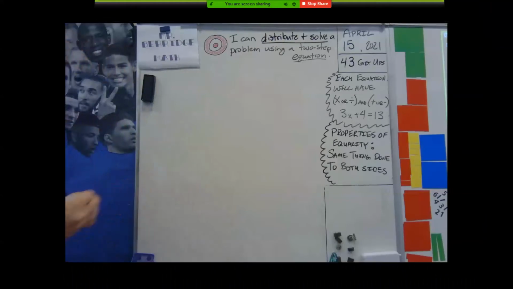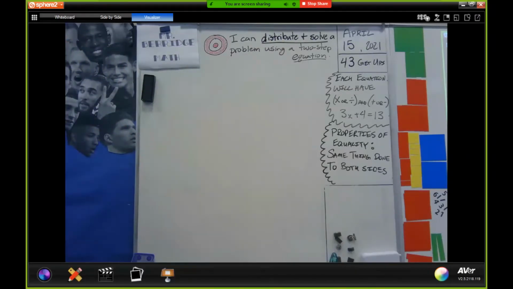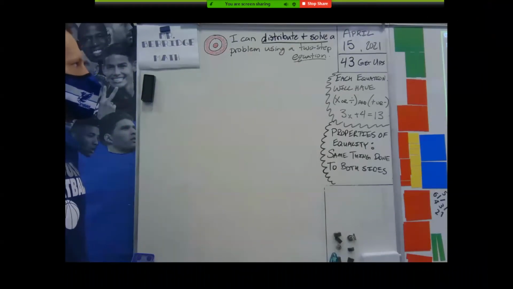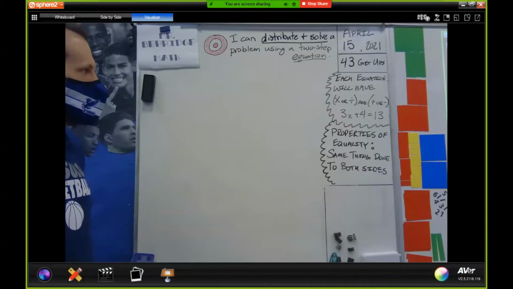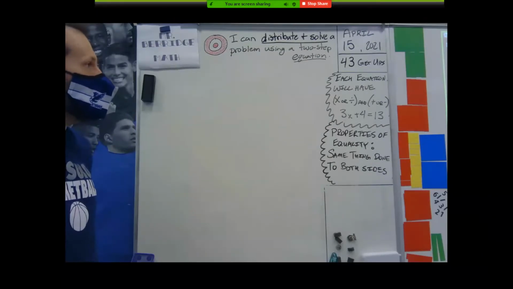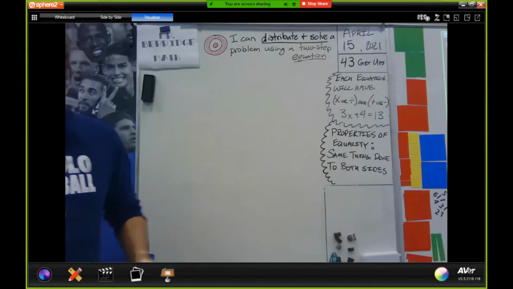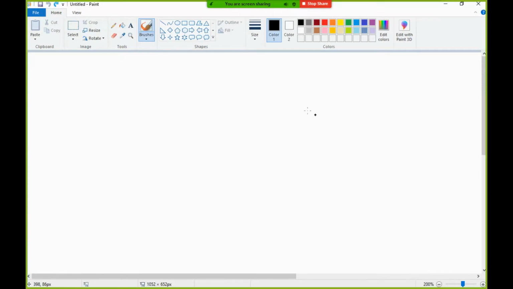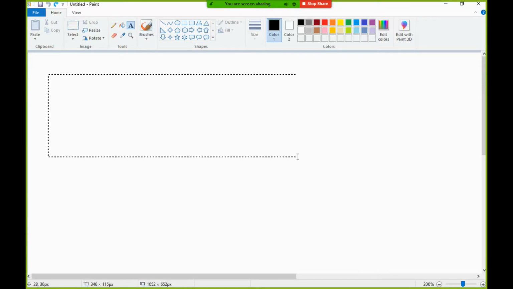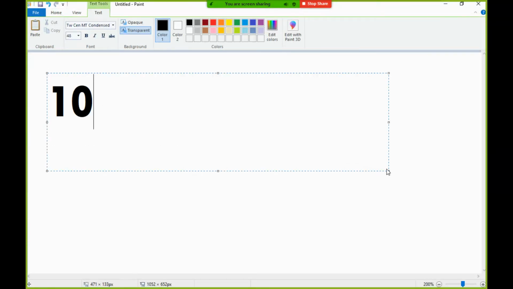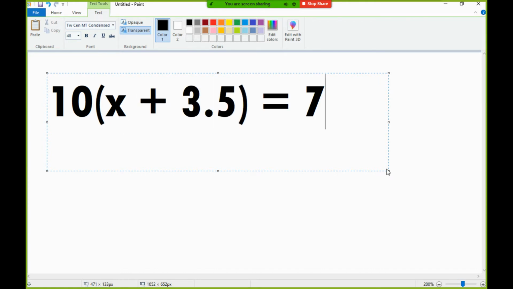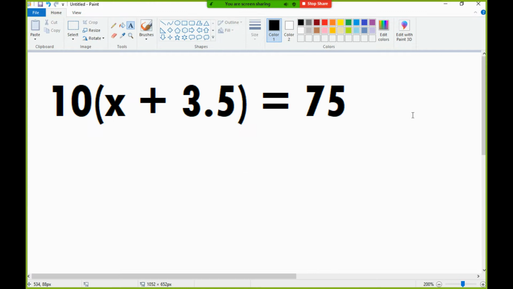The idea behind this is we're kind of just combining a handful of lessons we've already had. We're going to be distributing, but we're also going to be still using our two-step process. So we're going to be seeing some problems that look like this.